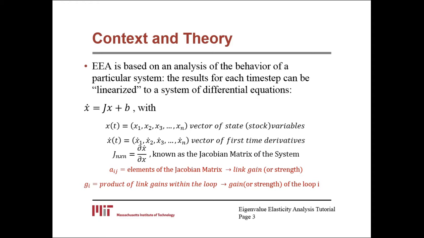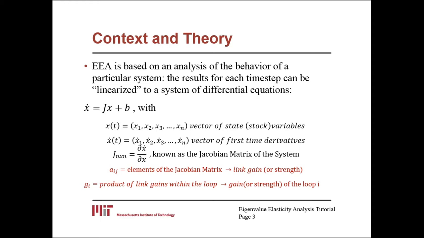For example, if we have a stock variable with an inflow and an outflow, the first time derivative of that particular stock variable will be the inflow minus the outflow. So the elements of the Jacobian matrix will be relating that particular first time derivative to other stock variables of the system. That would mean that the elements of the Jacobian matrix in some sense will represent different link gains.